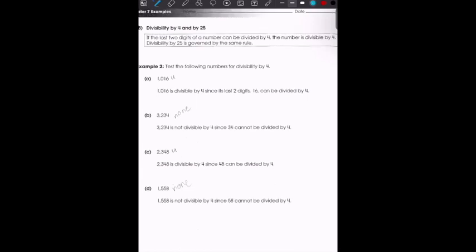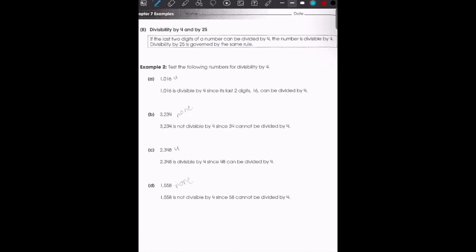So this example states that we should test the following numbers for divisibility by 4. And so, for example, we have the number 1016. If we look at the last two digits, we have 16, and 16 is divisible by 4 because 16 divided by 4 gives us 4. And that tells us that this number is divisible by 4.